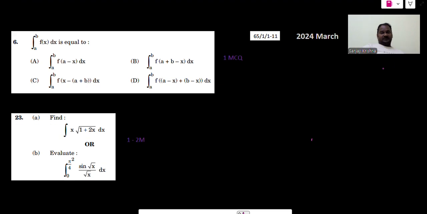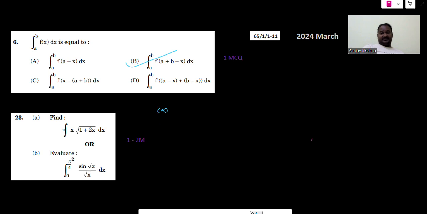Alright, now coming to the very first question given, and everybody knows that this is one simple question because it's a property of definite integrals. Integral a to b f of x dx is equal to integral a to b f of (a plus b minus x) dx, right? It's a direct question, everybody knows this. And coming to the second one, see, there is an internal choice, so we are going to discuss this internal choice question. Now coming to the first part of the question.